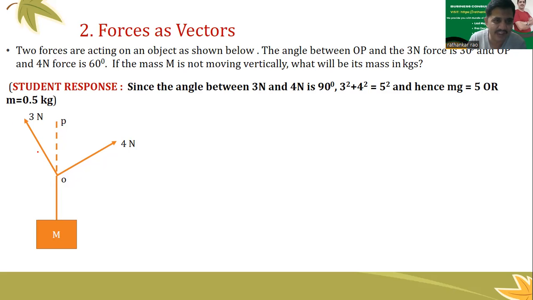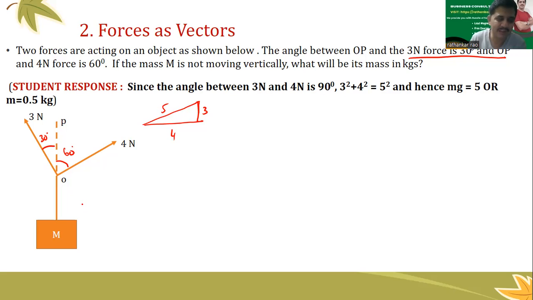See, there is one force of 3 Newton and another force of 4 Newton, which have been attached to this mass M. The angle between the 3 Newton force and the OP is 30 degrees, and the angle between the 4 Newton force and the OP is 60 degrees, so totally amounting to 90 degrees. Whenever you have a right angle triangle, we call this a blind intuition: if one of the edges is 3 and the other is 4, then the last edge would be 5. This is something which we already know.